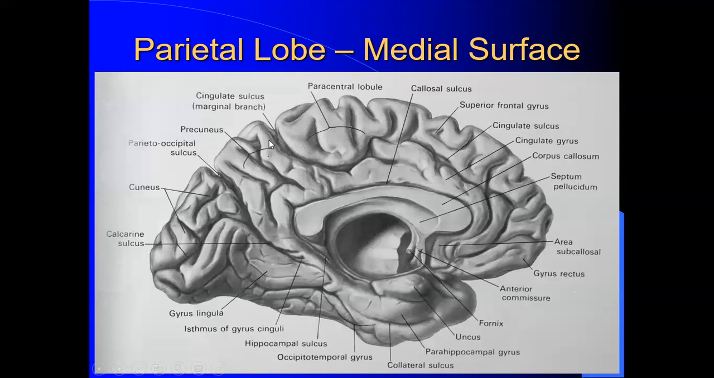On the medial surface, again, remember you have the paracentral lobule, which is fused. This is all cingulate. Here's the precuneus. We're going to get into cuneus, that's the primary receptive area for vision. There's the cuneus. Okay.